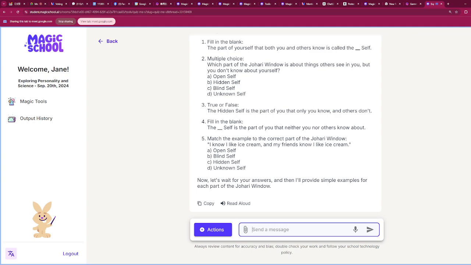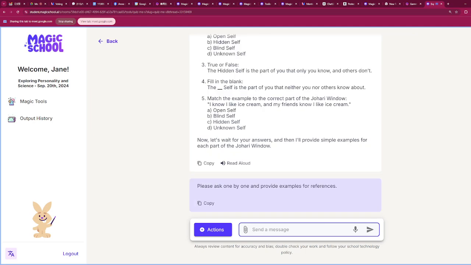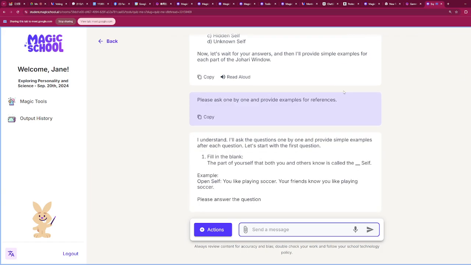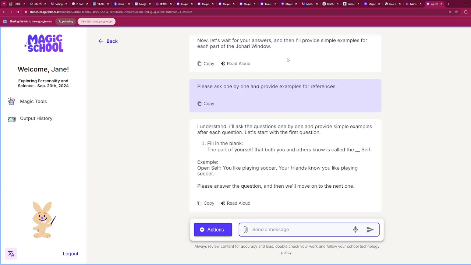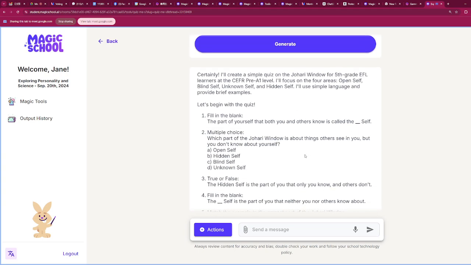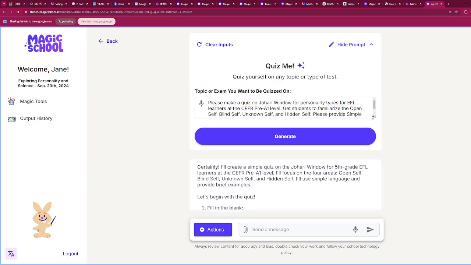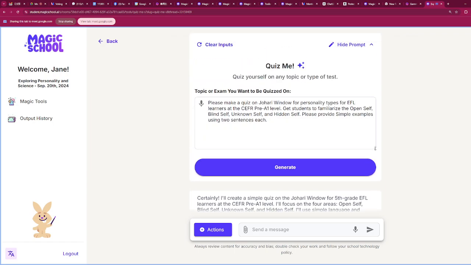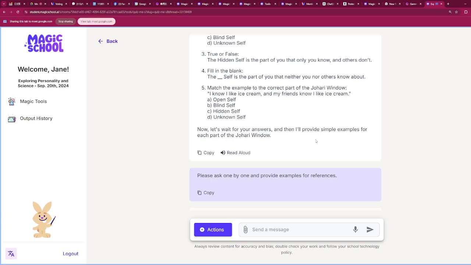Please, I'm not sure. One by one and provide examples for references. I think we're gonna have to improve these, improve this prompt here, so that it'll help us generate a better support and scaffold for this quiz.